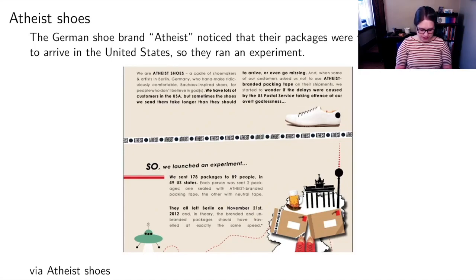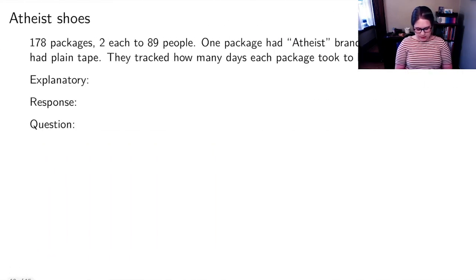So they ran an experiment. It says they sent 178 packages to 89 people, and each person was sent 2 packages. One was sealed with Atheist branded packing tape, and the other with neutral tape, so just like plain brown or clear tape. And then they mailed them all the same day. So let's summarize that: 178 packages, 2 each to 89 people, one with the branded tape and the other with the plain tape, and then they're tracking how many days each package took to be delivered.